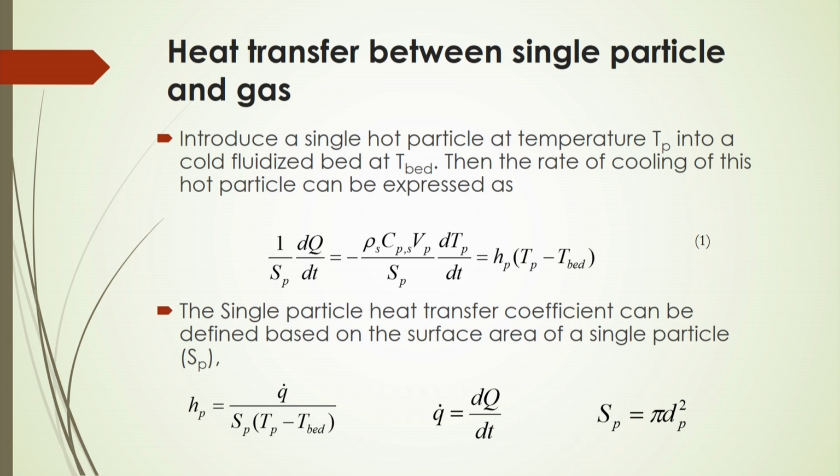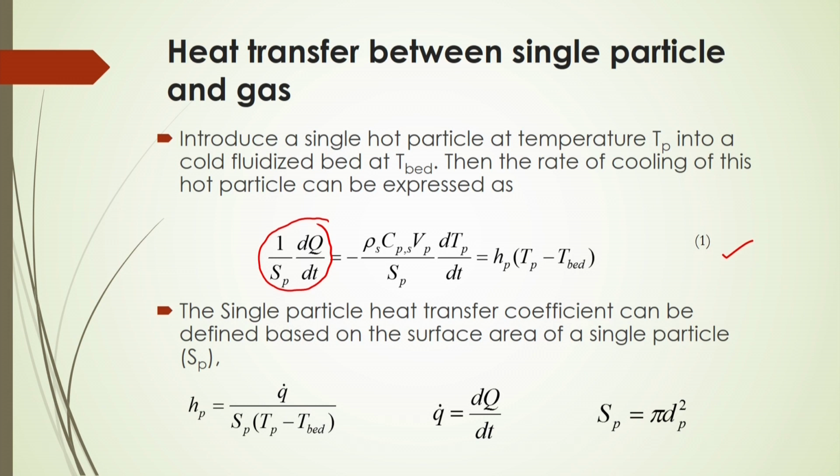Now, if we introduce a single hot particle at temperature T p into a cold fluidized bed at a temperature of T bed, then the rate of cooling of this hot particle can be expressed by equation number 1. Here, the left hand side of this equation is equal to 1 by S p into dq by dt. That means the rate of heat transfer will be equal to minus rho s Cp s into Vp by Sp.